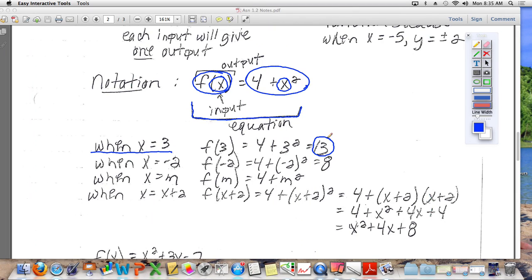What happens when x is negative 2? X is negative 2, it's 4 plus, notice my use of the parentheses. If it's negative and you're squaring it, you've got to use those parentheses. 4 plus negative 2 squared. Well, negative 2 squared is 4. You add 4 to it, you get 8.